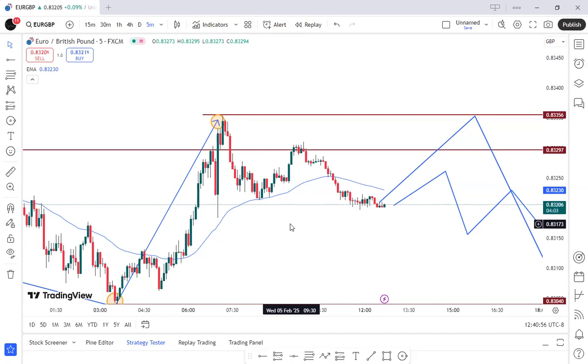So try to backtest this strategy. Try to study this strategy. It's a very nice strategy. If you know it, it will help you identify the market trend, what the market is showing you, the market structure. Pay attention and study this strategy. It will help you a lot. Trust me.